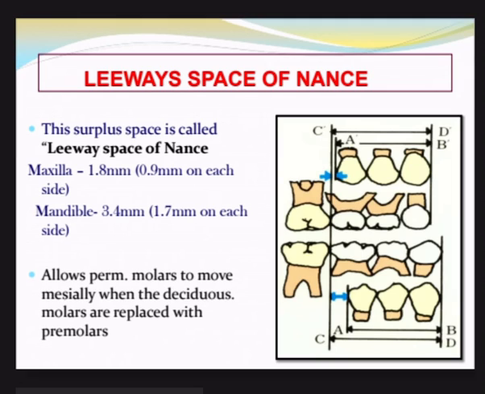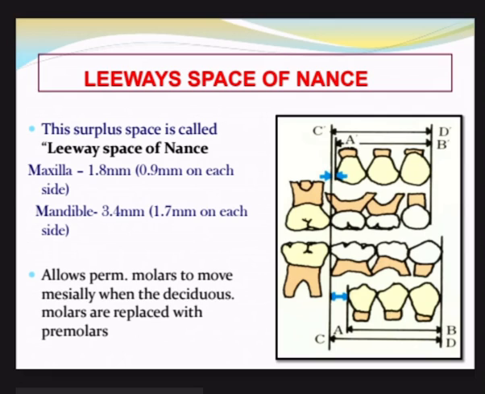This extra space is actually utilized by the molars to come into class 1 molar relationship, if that individual does not have primate spacing. Is it clear, guys? Is it clear?